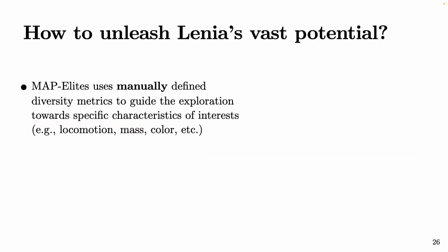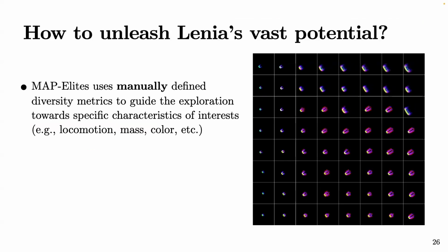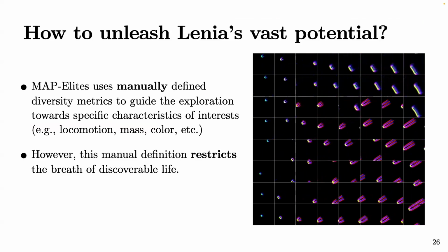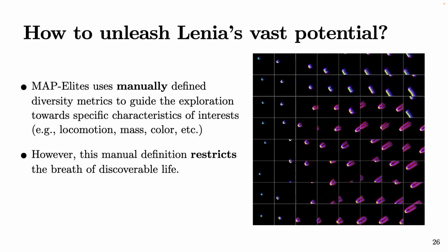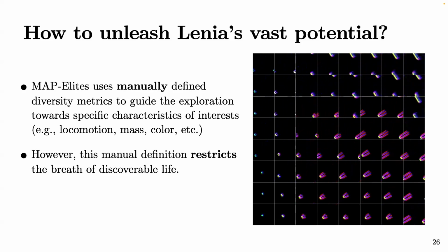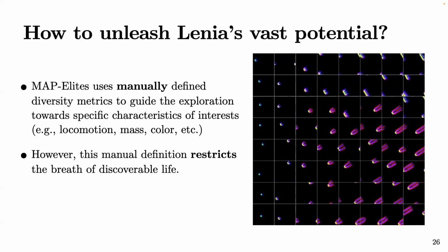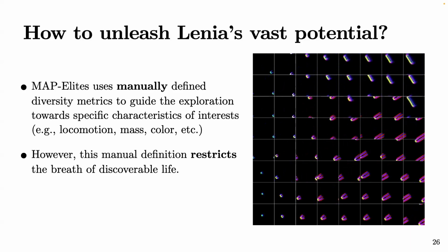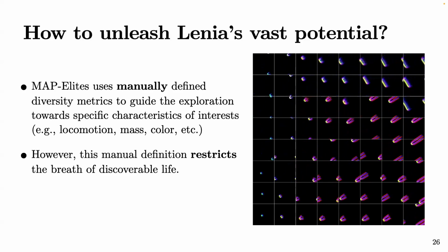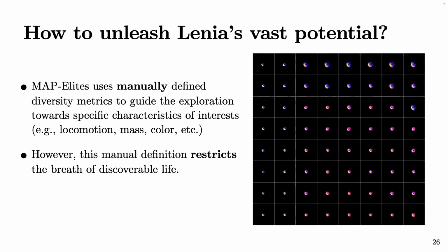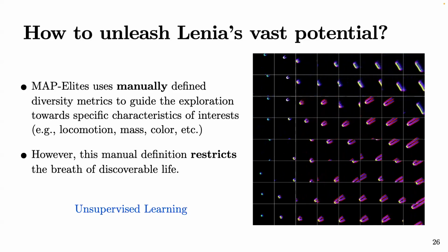Yeah, so basically Maplet uses manually defined diversity metrics to get the exploration towards specific characteristics, such as locomotion, mass, color, and so on. However, this manual definition, while it's good and interesting, it's also restricting the breadth of discoverable patterns. So how do we really break through and get a diversity of patterns, diversity of life? And the answer is that we can use unsupervised learning.